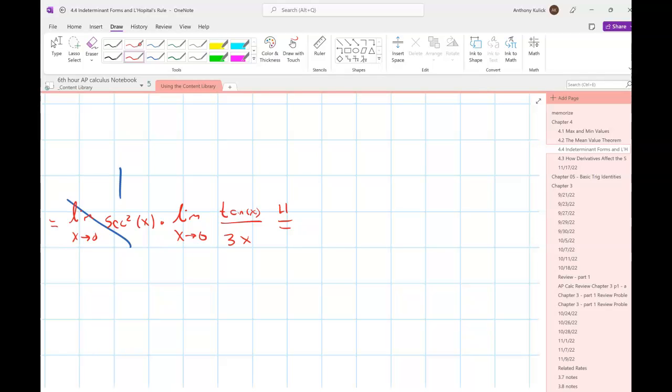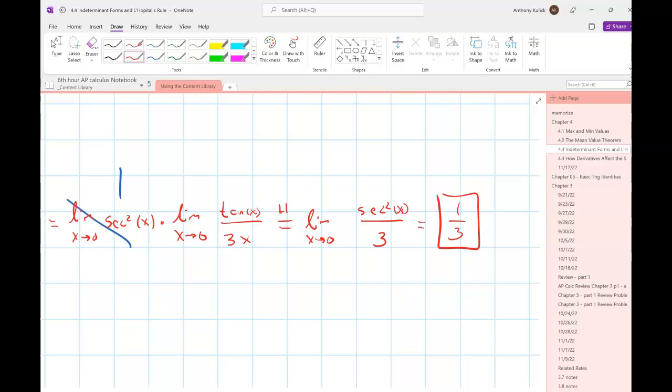Because it saves me having to do a product rule and a chain rule with the derivative, which, I mean, I could do. It's not that big of a deal, but, hey, why not, right? Look for the shortcuts, my friends. The derivative of tangent is secant squared. Derivative of 3x is 3. Secant squared of 0 is 1 squared.